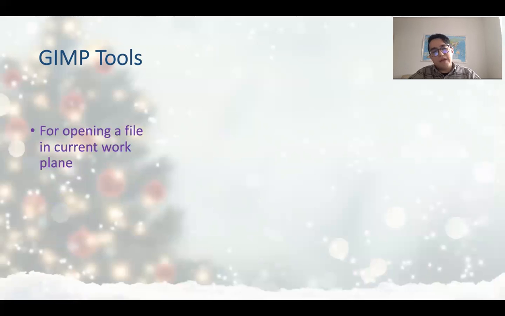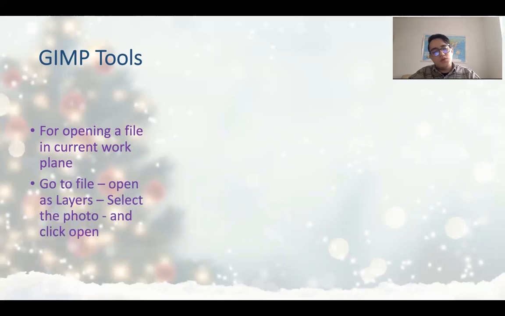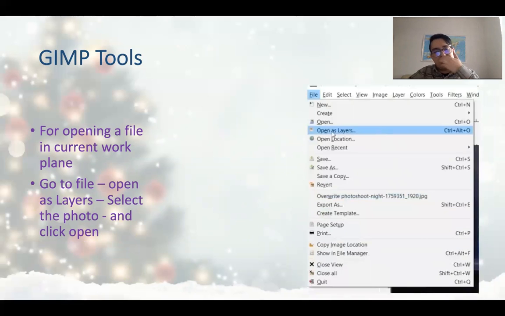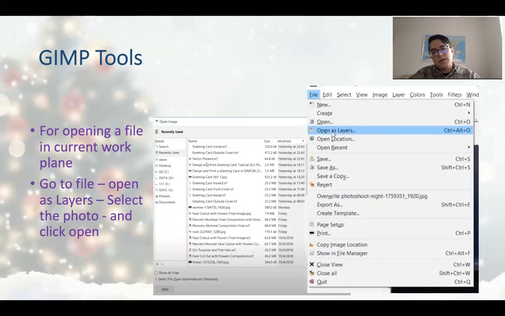For opening a file in the current work plane, go to File, Open as Layers, select the photo and click Open. So you click Open as Layers, and then you can select the photo that you need.